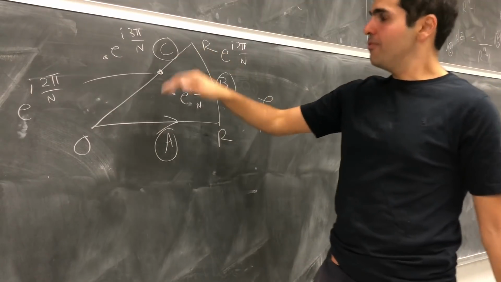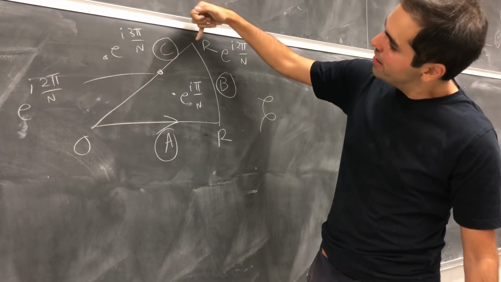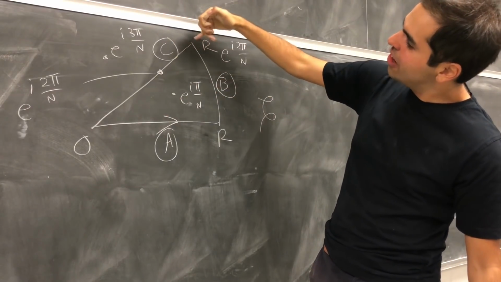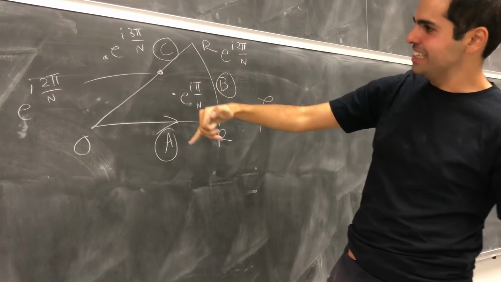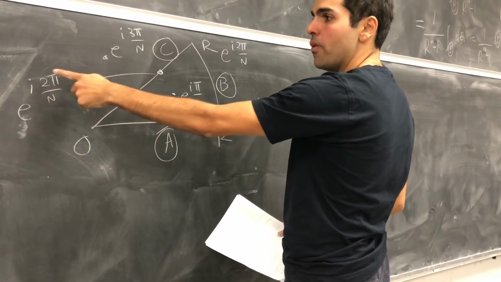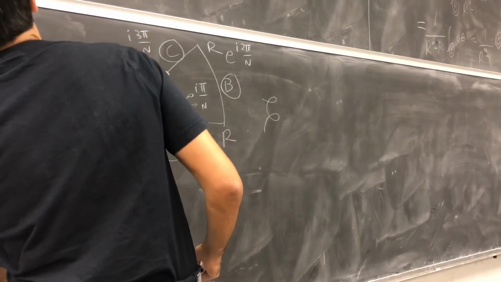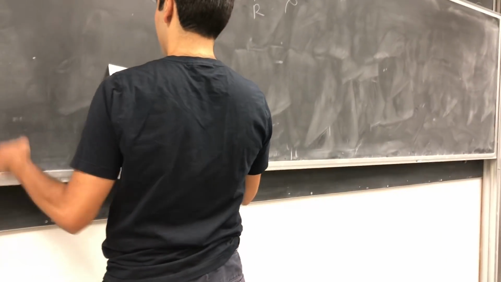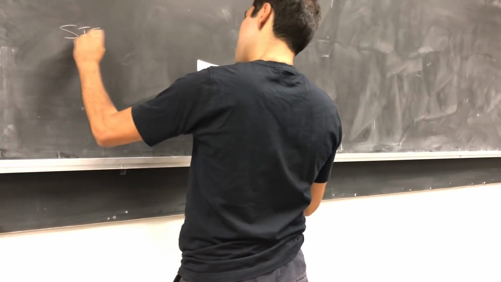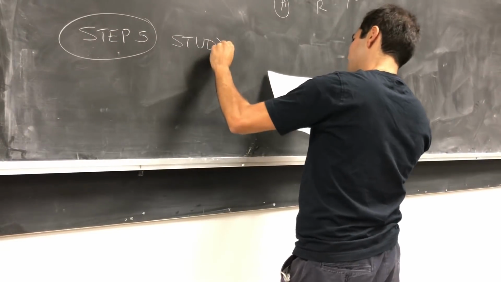Lastly, we want to evaluate the integral along this last path, C, and notice precisely, it has to go through the point e^(i2π/n). So maybe step 5: study of C.